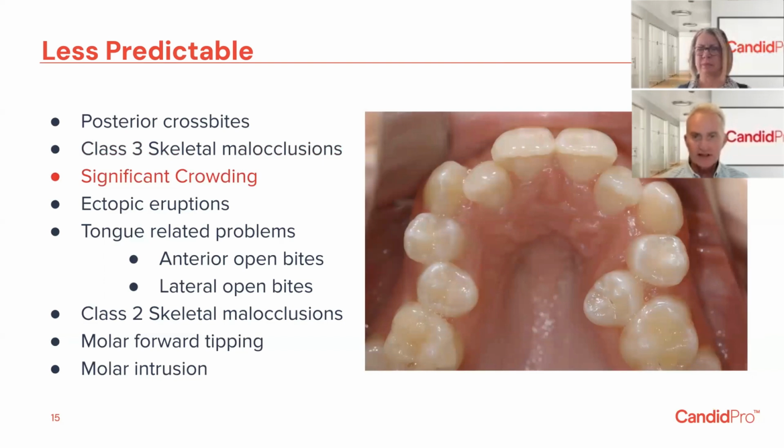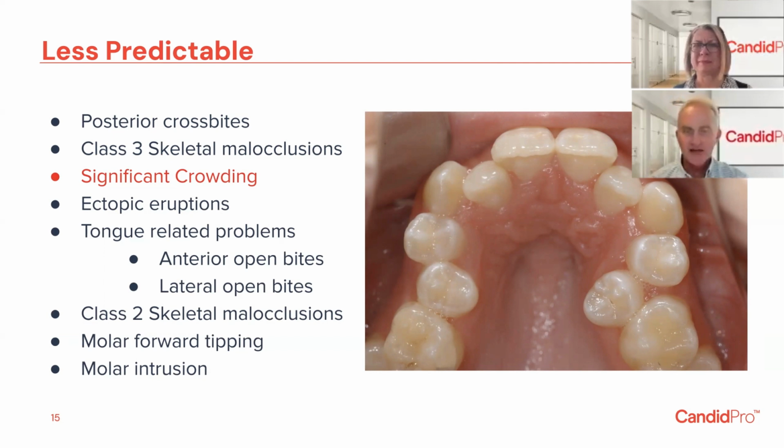We look at cases with really significant crowding. The term significant can be defined differently from one person to the next, so I'm just going to use the term generally. I define significant as cases where we just cannot expand safely and need to gain arch length by extractions.